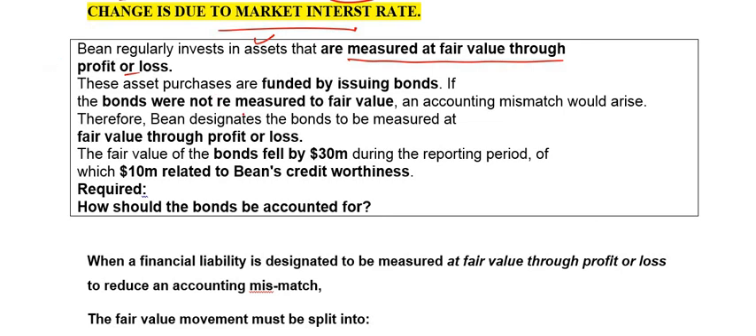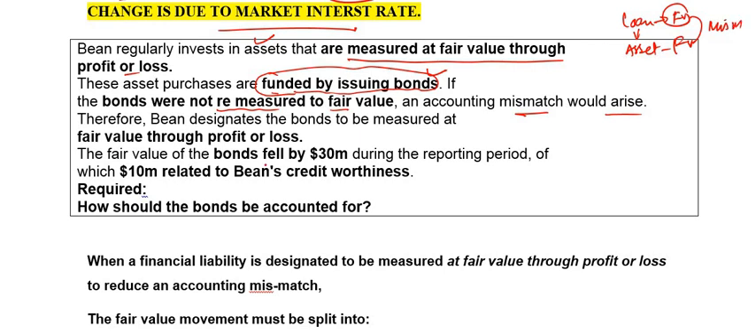Okay, here now these asset purchases are funded by issuing a bond. So that asset which are measured at fair value to profit or loss are funded by using issued bonds. And if the bond were not remeasured to fair value, the accounting mismatch would arise. Means that this bond loan you are using for asset, and it is measured at fair value. So if this loan is not measured at fair value to profit or loss, then there will be mismatch.